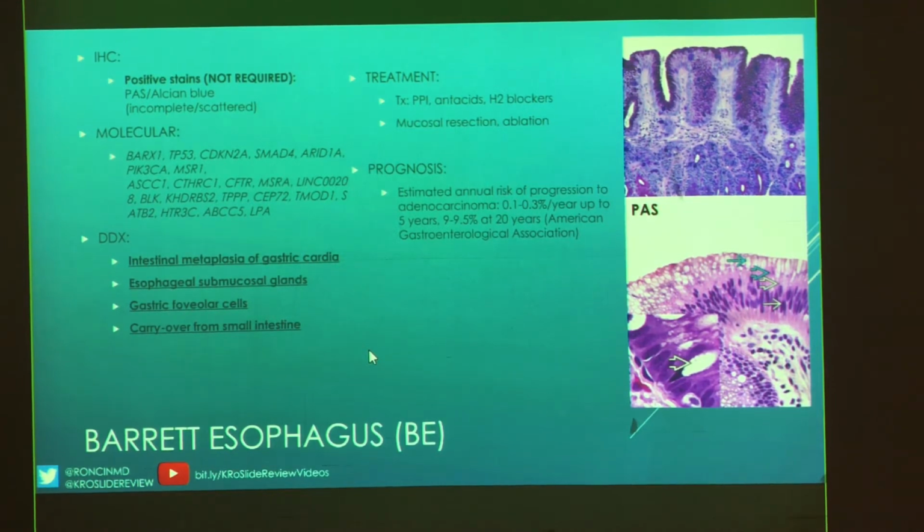On the top right, we have a PAS stain, so you can see how it's really highlighting those goblet cells from the intestinal metaplasia and how it's really scattered. And then just a few more examples, so you can see how polarity is maintained, but those goblet cells should still be very prominent.